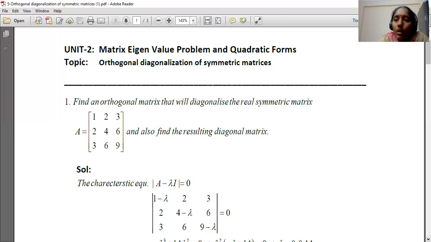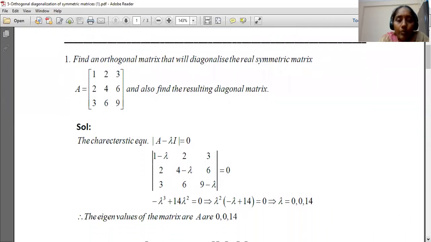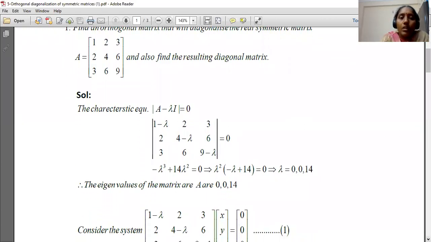Now, after finding the orthonormalized vectors, write the orthogonal matrix. The orthogonal matrix has the orthonormalized vectors as its columns. After that, find the diagonal matrix D, that is P inverse AP, where P is the orthogonal matrix. The diagonal matrix has the eigenvalues as its principal diagonal elements. Okay, now we move to the solution.